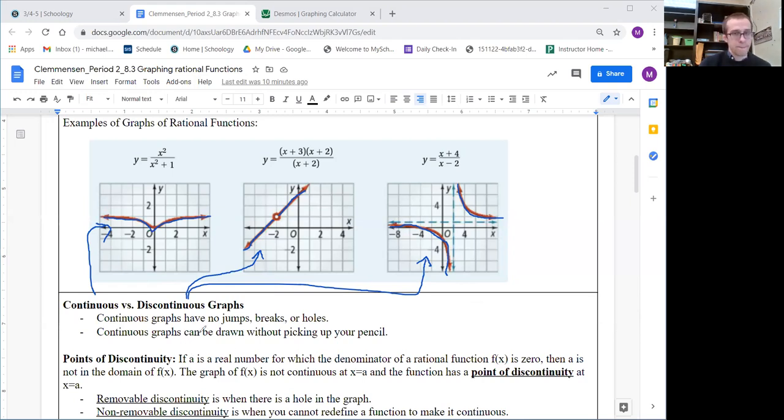All right. Are there any questions between continuous versus discontinuous graphs? Again, I won't know if you're having a question unless you tell me. Do you need me to repeat anything? Re-explain something? Go back over everything? Anything?